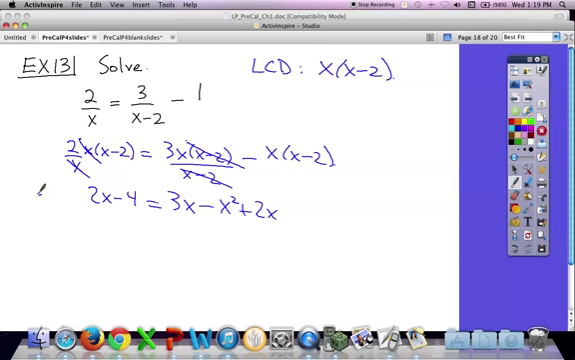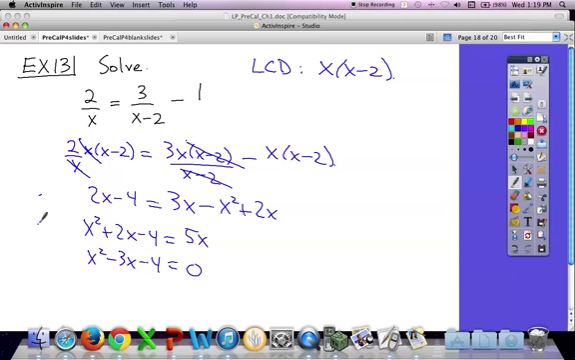Looks like we have a quadratic, so we need to get everything on one side, 0 on the other. That will be, I'm going to move the x squared over here, plus 2x minus 4 equals 5x. X squared minus 3x minus 4 equals 0.